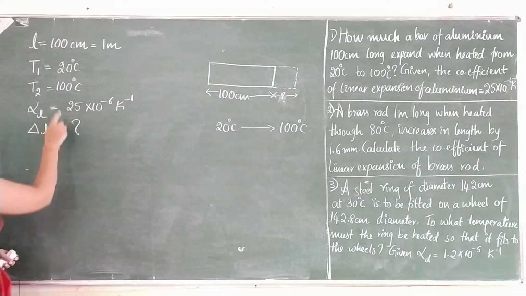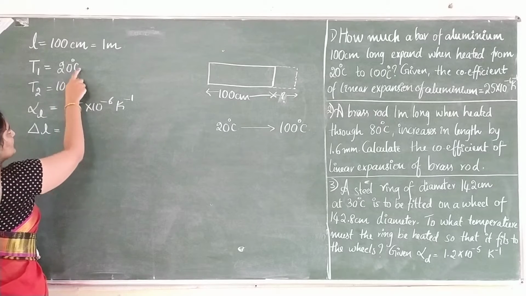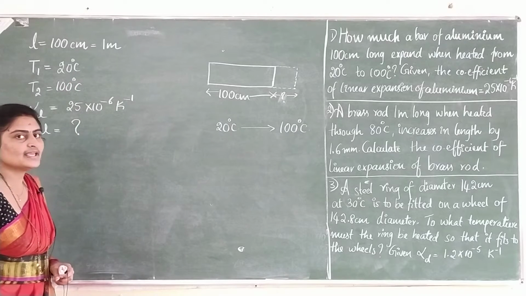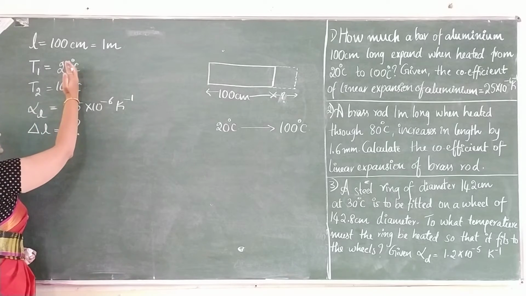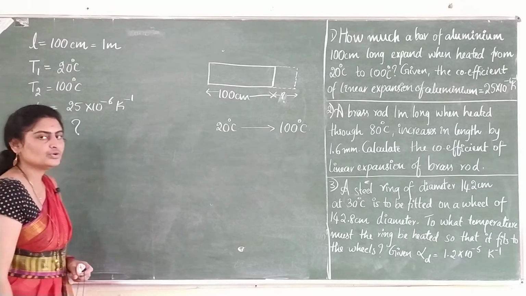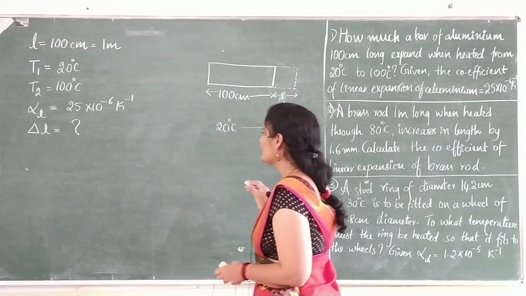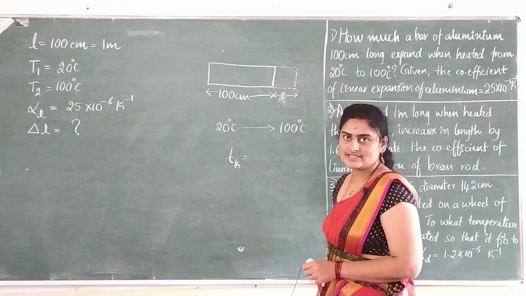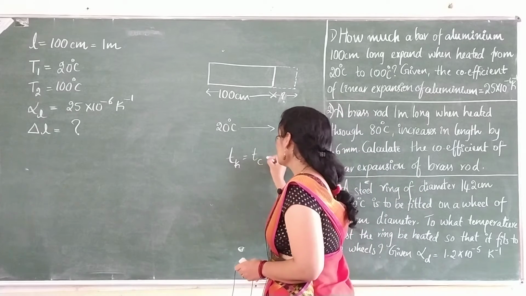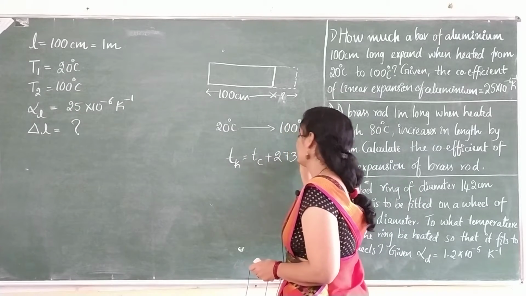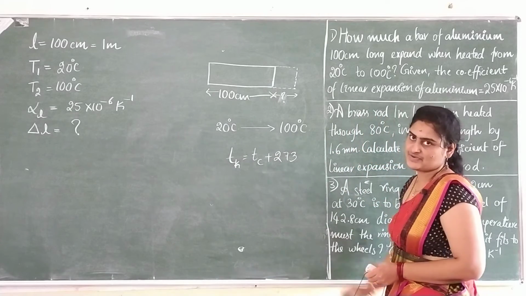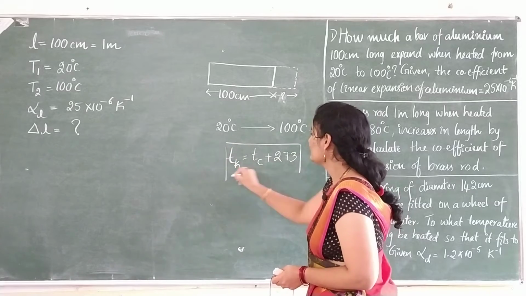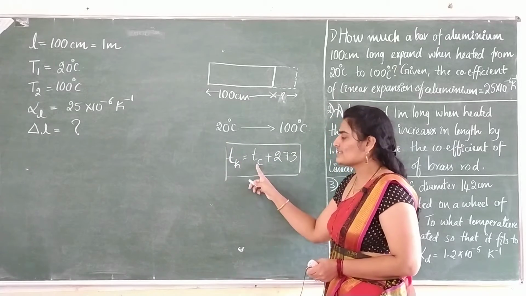And temperatures are given in degree Celsius, but SI unit of temperature is Kelvin. So you have to convert this value to Kelvin. How to convert? What is the relation between degree Celsius and Kelvin? Tk, temperature in Kelvin scale, is equal to Tc plus 273.15, or just 273 is enough. So Tk is equal to Tc plus 273. This is the relation which connects Tc and Tk.